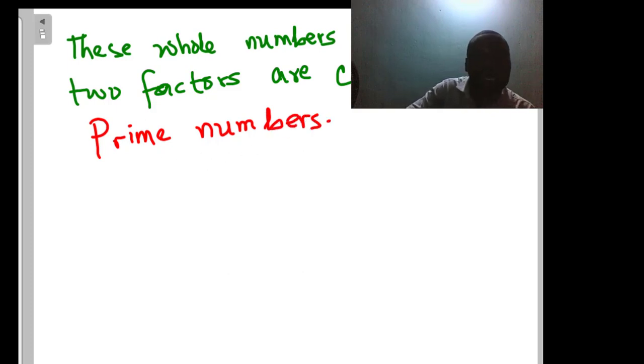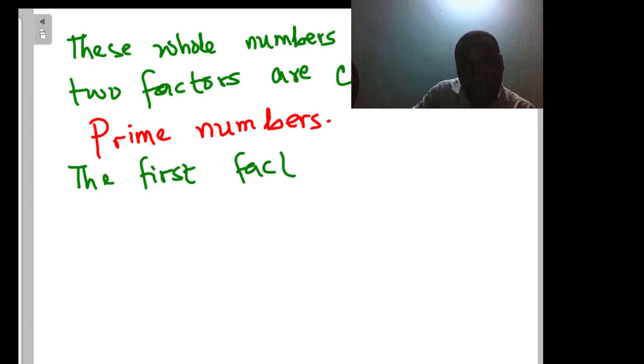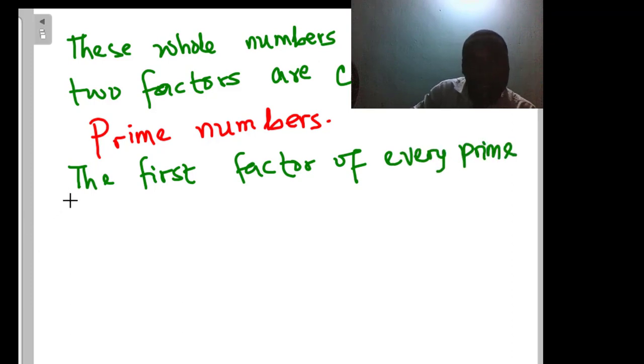So what are prime numbers now? Prime numbers are whole numbers with only two factors. So prime numbers have only two factors. The first factor of every prime number is 1.